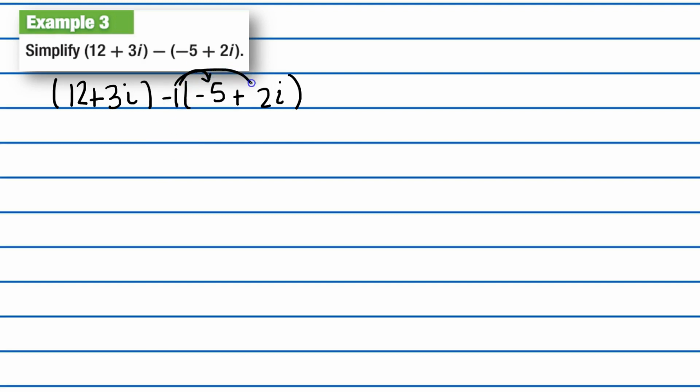Now I can see I need to use the distributive property. I have 12 plus 3i. A negative times a negative gives me a positive 5. A negative times a positive will give me now a negative 2i. Now you combine like terms. We have 12 and 5. Remember, we want to keep it in the form of a plus bi. So 12 plus 5 is 17.